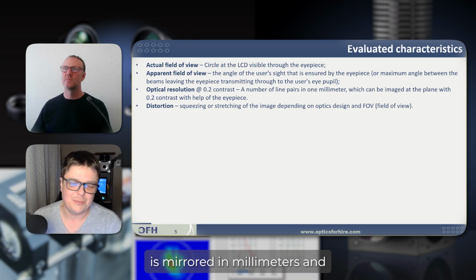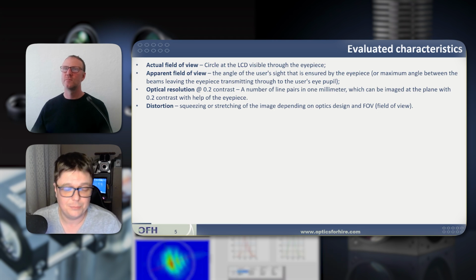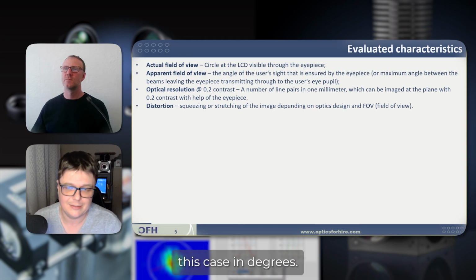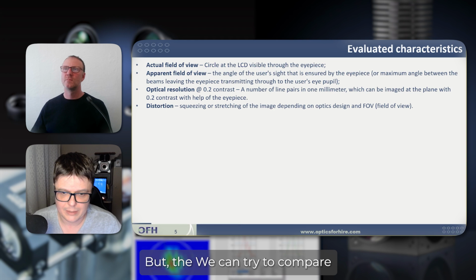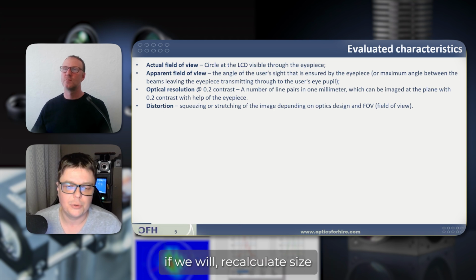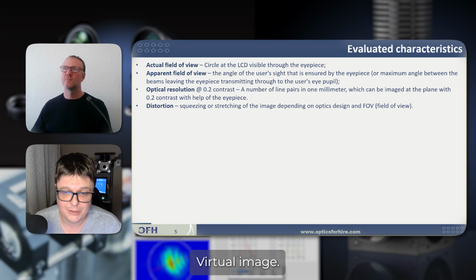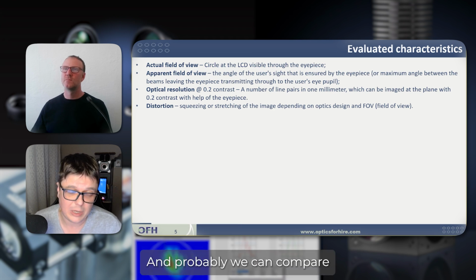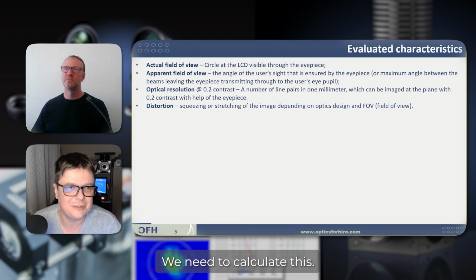Actual field of view is measured in millimeters, and apparent field of view we measure in this case in degrees, and we cannot compare them directly. But we can try to compare if we recalculate the size and placement of the virtual image, and probably we can compare, and in this case I can say exactly if this is bigger or not. We need to calculate this.